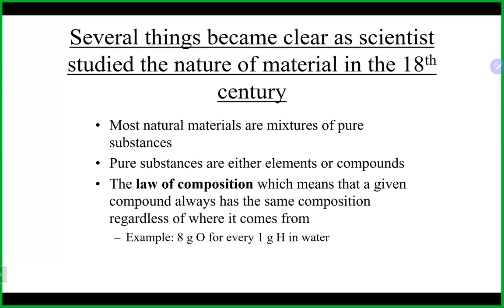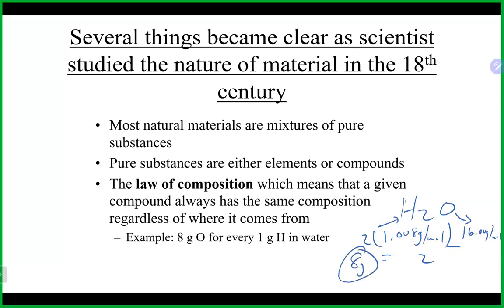The law of composition means that every compound will always have the same composition of their elements, regardless of where it comes from. So an example, there's always 8 grams of oxygen for every 1 gram of hydrogen in water, and that is because the formula there is H2O. Hydrogen is about 1 gram per mole. Oxygen is about 16 grams per mole, which means since we have 2 hydrogens, that's about 2. 16 divided by 2 is about 8 grams of oxygen for every 1 gram of hydrogen in water.